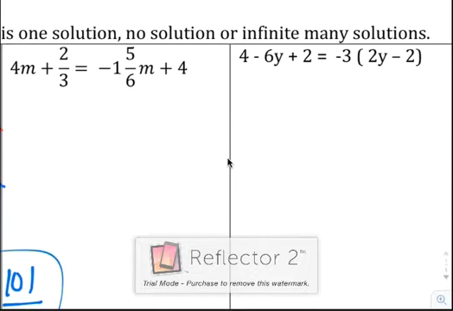Also confusing. Okay, distribute. Well, let's combine these. 6 minus 6y equals negative 6y plus 6. Distribute. Okay? So add 6y, add 6y. You get 0 here. 6 equals 6. Infinite solution. The other two were one solution. Okay.